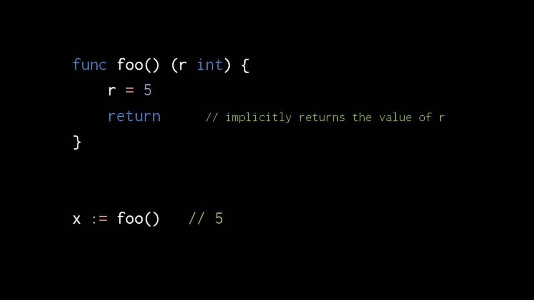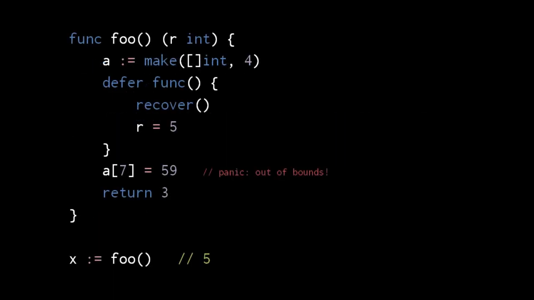If we want to return non-zero values from a recovered function, we need what are called return parameters. A return parameter is a local variable whose value is implicitly returned by any return statement that doesn't specify values. Here, foo's return type int has a return parameter r. This return statement specifies no value, so it implicitly returns the value of r, which we previously set to 5. Inside a deferred call, we can't directly return from the enclosing function, but we can set its return parameters and thereby determine what it returns. So here, if our function foo recovers from a panic, we can use a return parameter to have the recovered call return something other than 0.